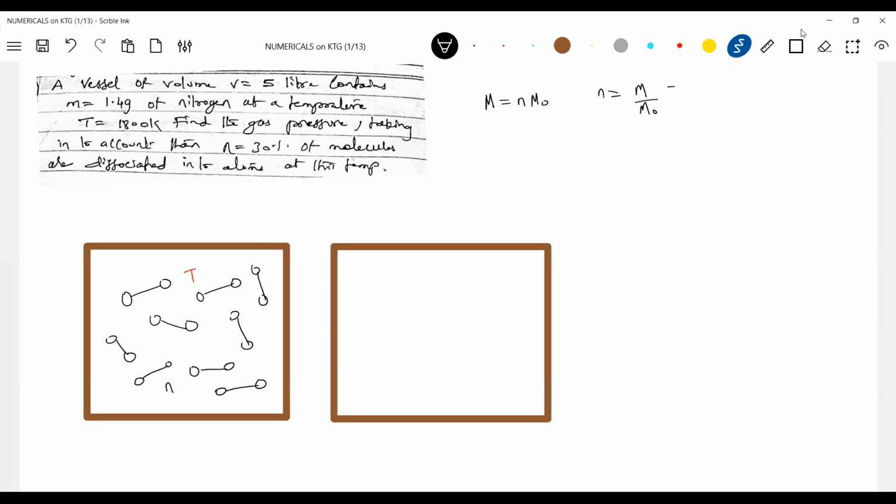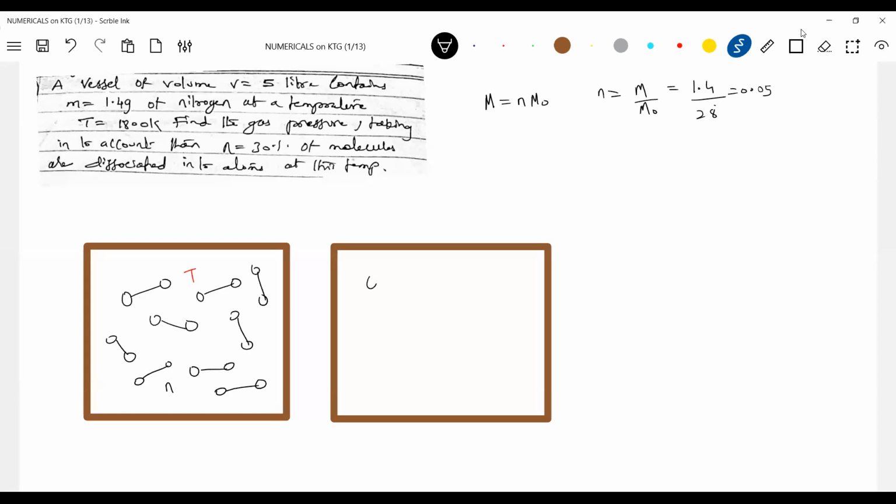What is the mass of gas? 1.4 grams. Molecular mass of nitrogen? 14. Okay, 28. Diatomic is 28, monatomic will be 14. So how much shall I write? This will be 0.05 moles.